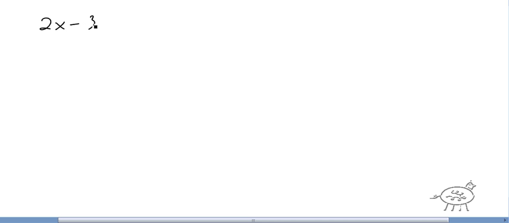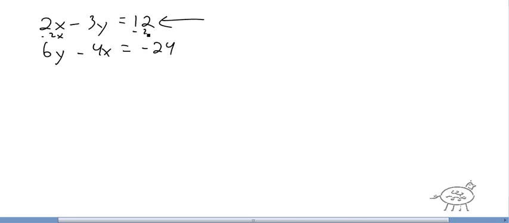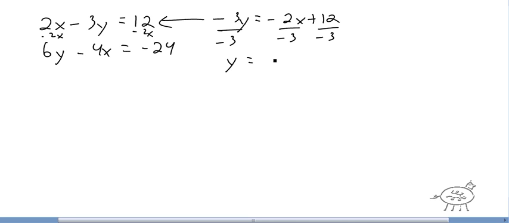2x minus 3y is equal to 12, and 6y minus 4x equals negative 24. Well, we have to solve for these. So let's solve for the first one. I'm going to subtract 2x from both sides. So negative 3y equals negative 2x plus 12. Divide by negative 3. So y is equal to, remember, negative over negative is a positive, so 2/3 x minus 4. That's one equation.